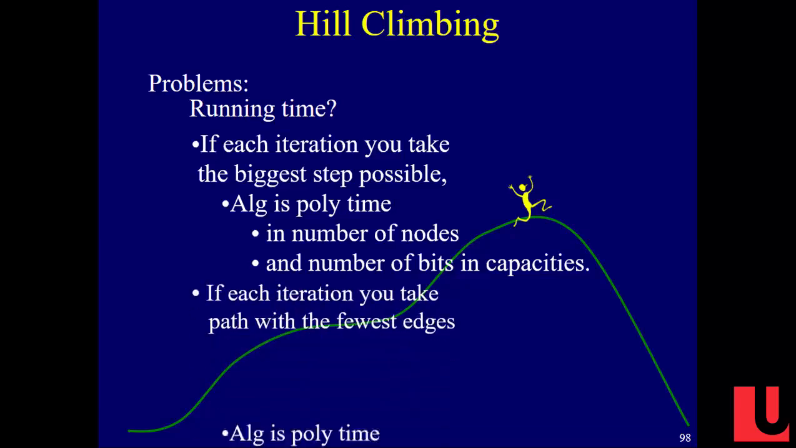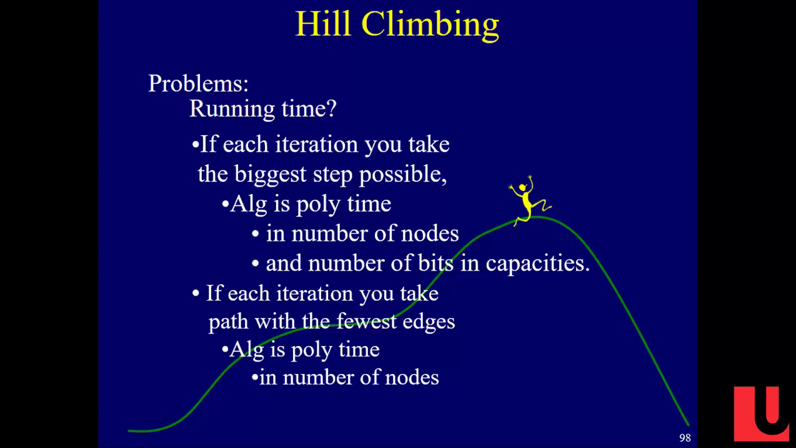And my father proves, because they didn't care about, they still didn't like it depending on the capacities at all. They were mathematicians, not computer scientists. And so he came up with an algorithm which is polytime just in the number of nodes. But in practice, it's not as fast.